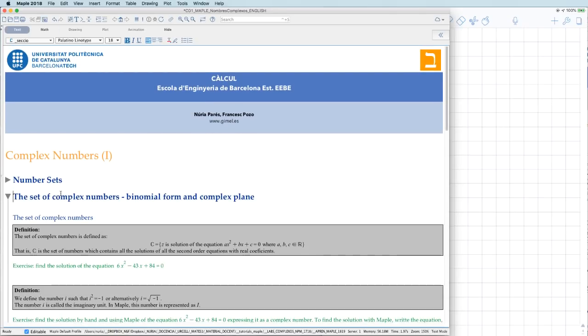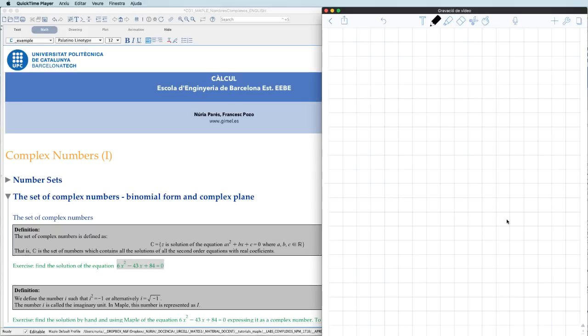One of the definitions of a complex number is that the set of complex numbers is defined to be all the numbers which are a solution of a quadratic equation where the coefficients a, b, and c are real numbers. So any solution of a quadratic equation, a second order equation, is a complex number. So the first exercise is to try to find the solution of this equation here. Let's see if we manage to do this.